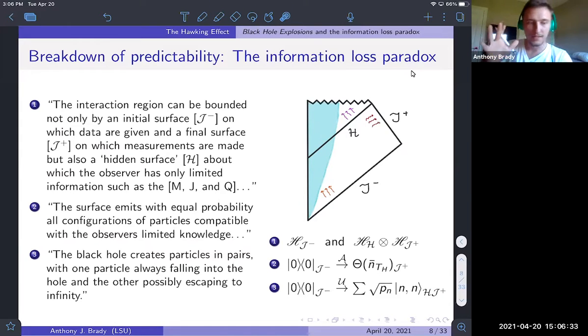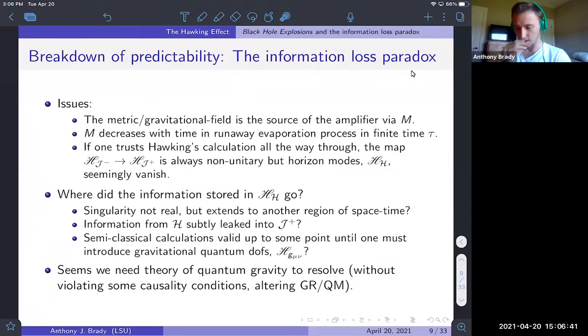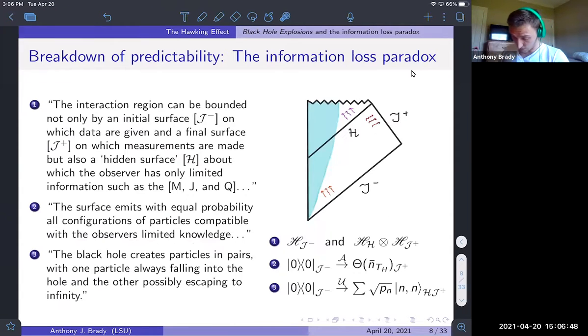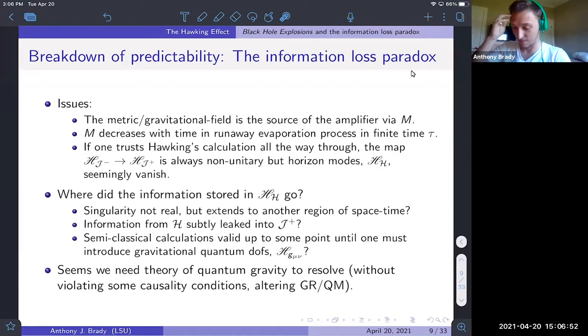Okay, so those are the relevant things that we need to keep in mind: these Hilbert spaces, thermal radiation, and this coherence here. This is where some issues start to arise. So with this picture in mind, we start thinking about evaporation and where issues come up.